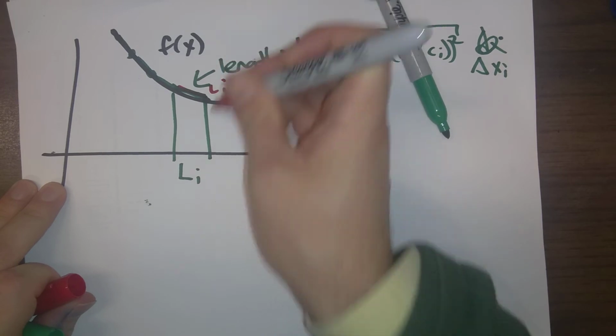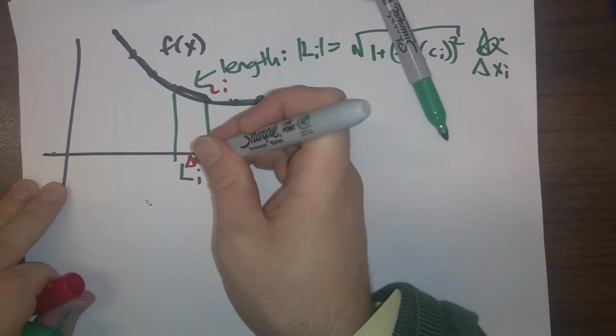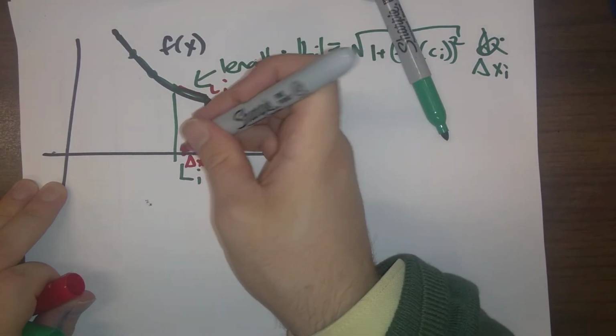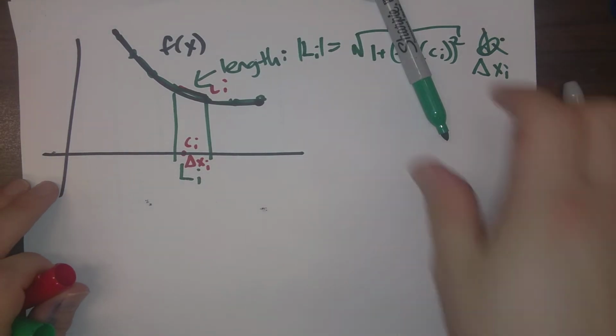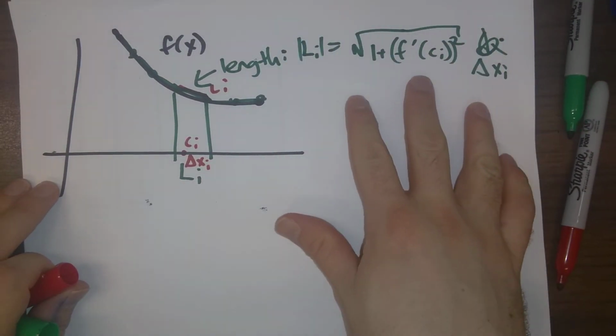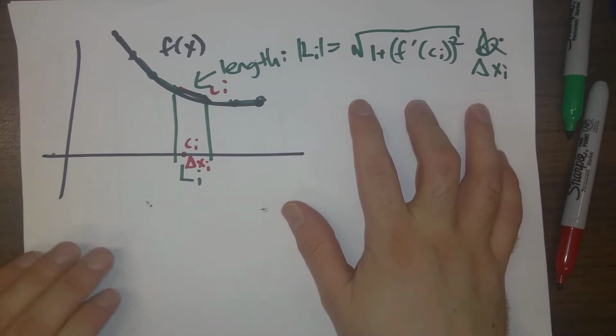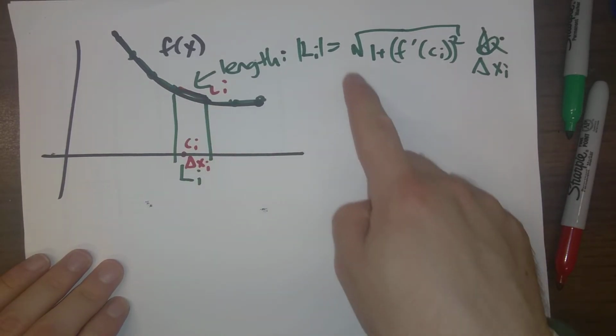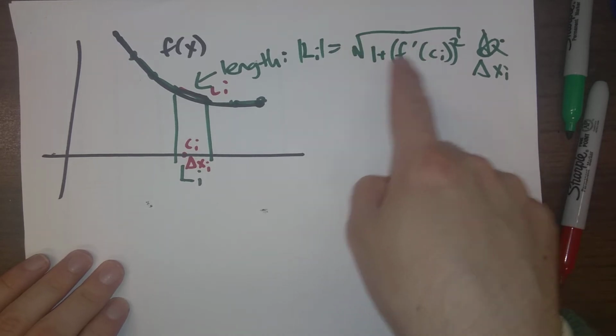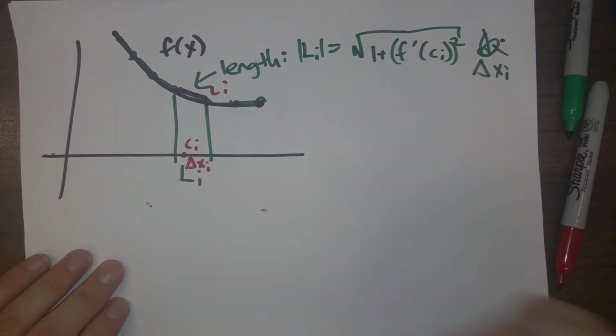So here, this is our L i. This down here is delta x i. c i is some point in between here. So this is based off of what we had before, back in the very first set of videos. The length here is approximated by this square root times the length of that line segment.